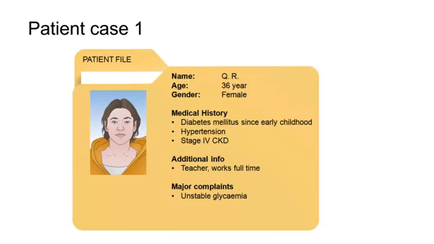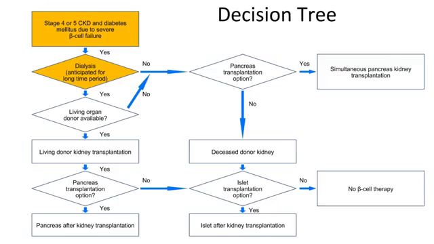So this patient has stage 4 chronic kidney disease for which a kidney transplantation is indicated and severe beta cell failure due to type 1 diabetes that makes her a candidate for beta cell therapy. What transplantation strategy shall we adopt? Let's use the decision tree. This patient is not yet on dialysis.